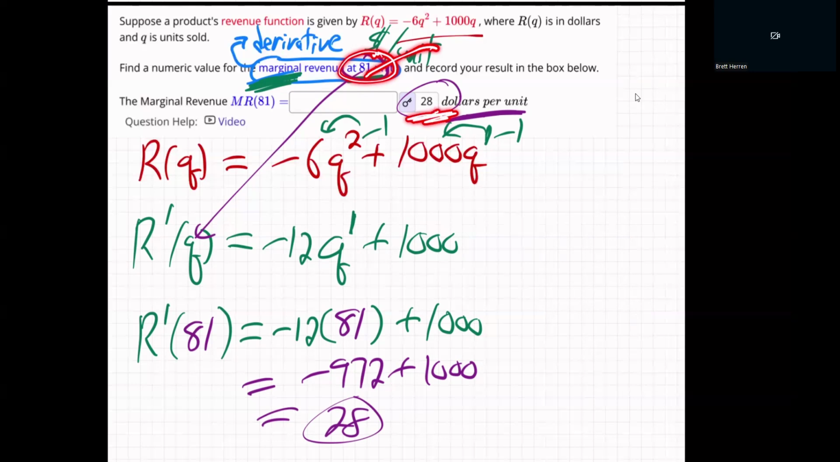That's how their revenue is changing. It's a derivative, a rate of change, a slope. Those are all the same thing. That's why it's called marginal revenue. That's how their revenue is changing per one unit. If they were just to sell one more, go up to 82, they'd make 28 more dollars. So that tells them how fast their revenue is changing. It's a rate of change, a derivative, marginal for a marginal amount. For just one more unit, they'll make 28 more dollars. That's the marginal revenue when they've already sold 81 units. So marginal always means derivative. And there we go.